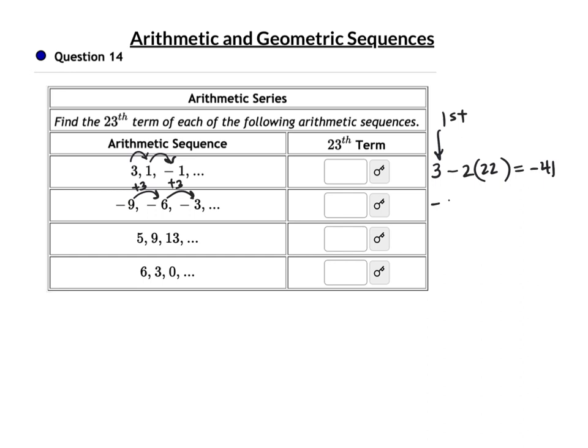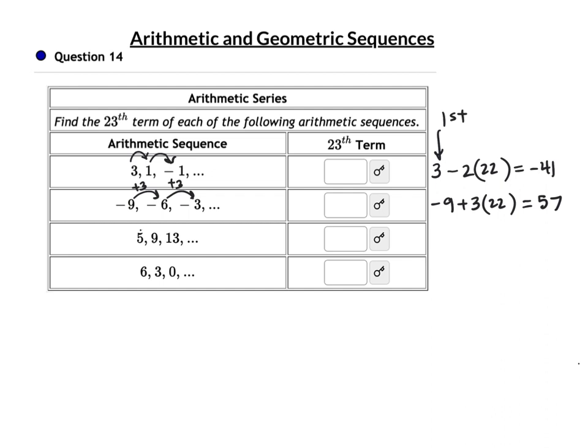We're starting at negative 9. We add 3 over and over. To get to the 23rd term from the first term, we have to add 3 22 times. That's 66 plus negative 9, which is 57.